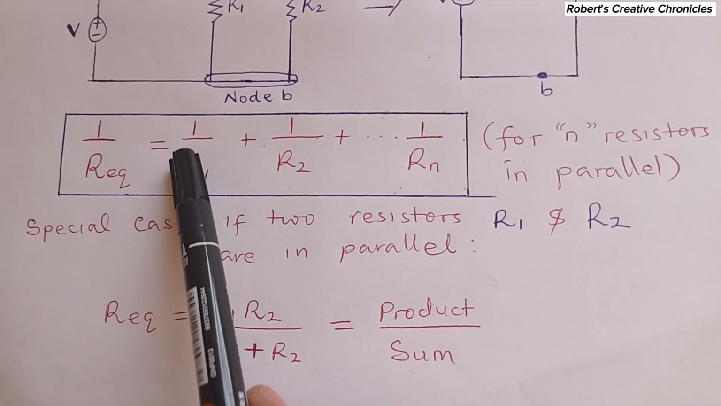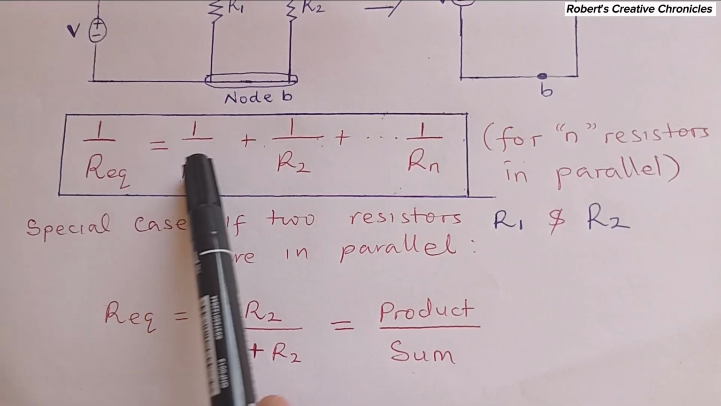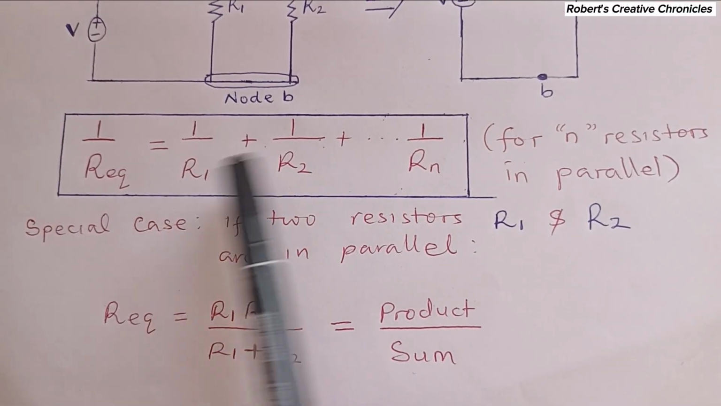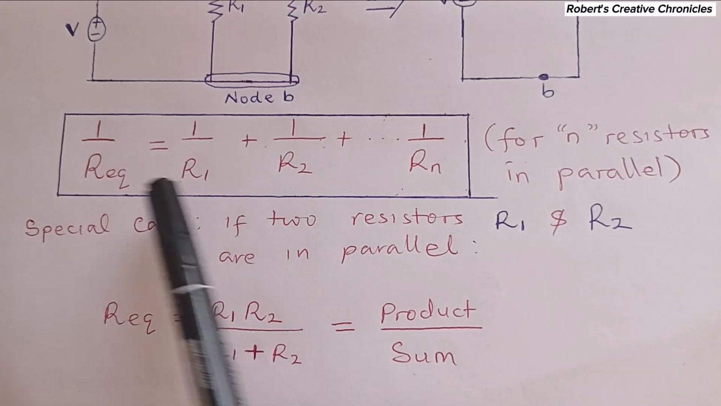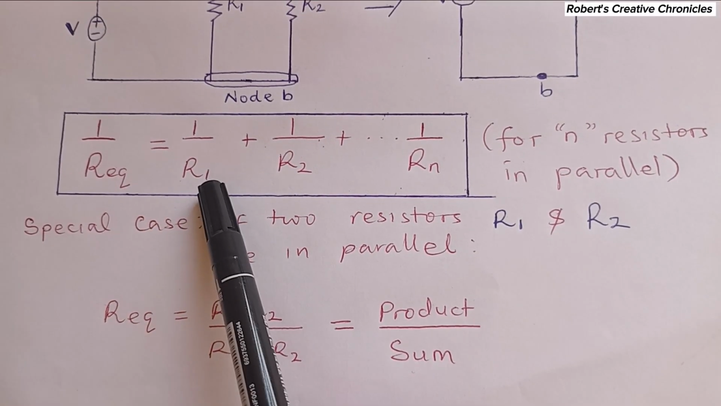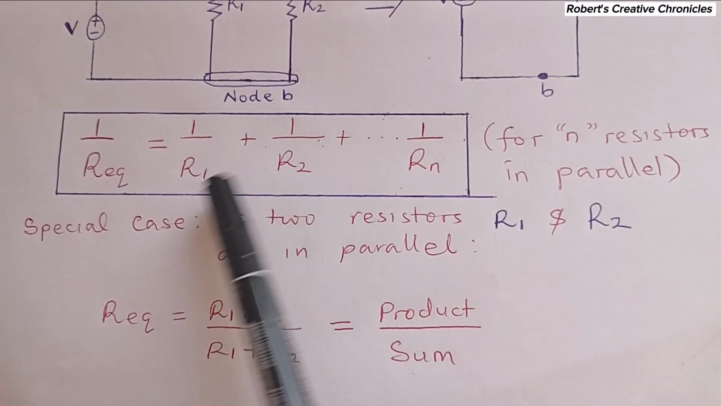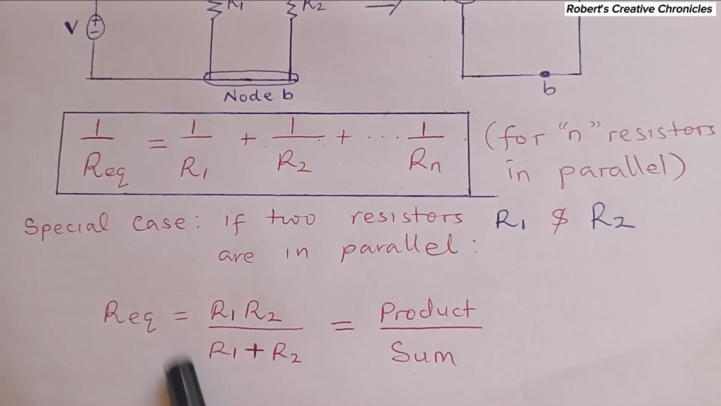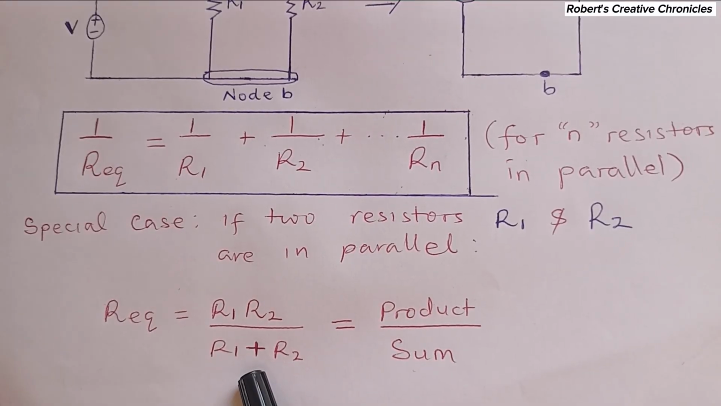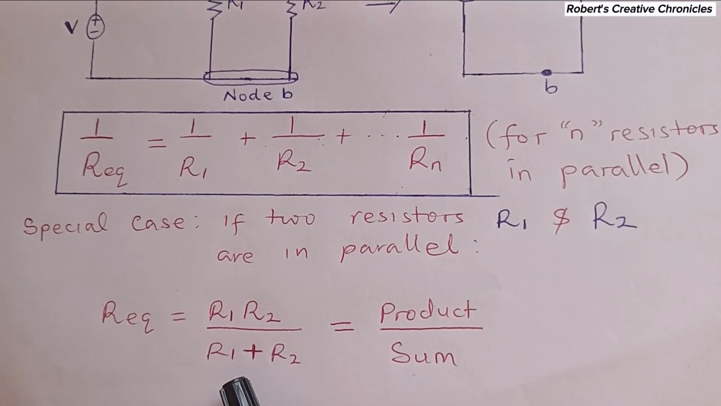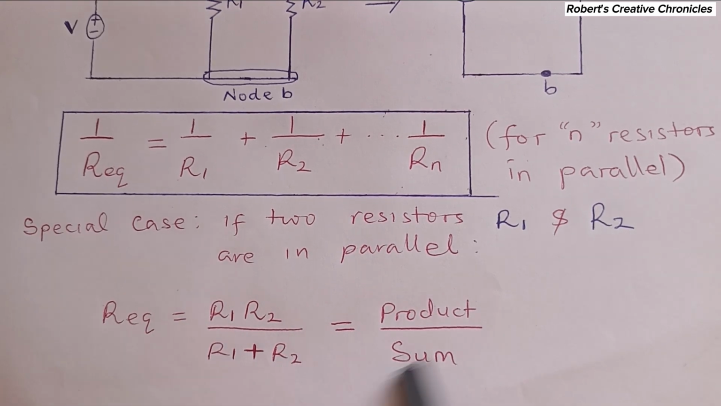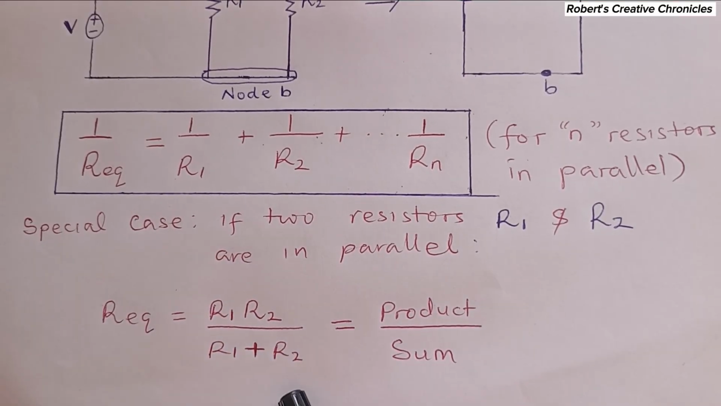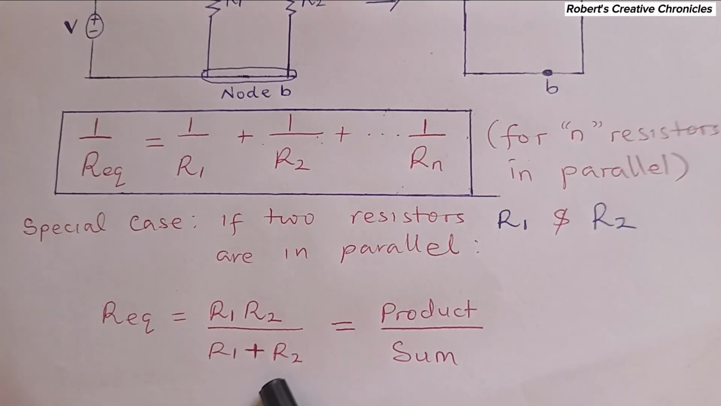Because if you say 1 over equivalent resistance equals 1 over R1 plus 1 over R2, if you find the LCM, it will be R1 R2. So then you multiply it by both sides. So you get R1 plus R2 over R1 R2. Then if you take the reciprocal of both sides, you get this, the product over the sum. So if you have two resistors that are in parallel, this is the formula. You can use it quickly to find the equivalent resistance.